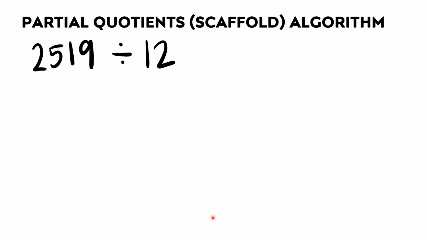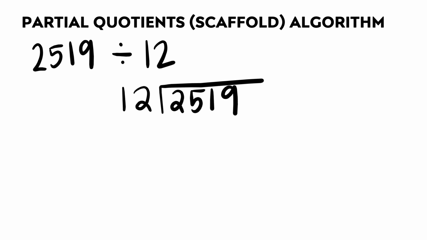And you can use this for any problem, but I personally found that a lot of teachers were using this for large dividends, like in this case 2,519. It's a very large dividend, and that's being divided by 12. Alright, so you start this off just like you would the concrete algorithm. You set up your little division box. You have the divisor 12 on the outside, you've got the little division box, you've got the dividend on the inside.